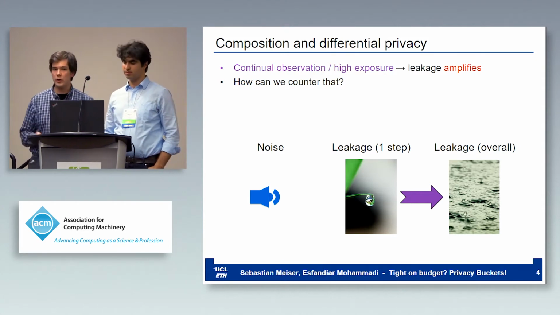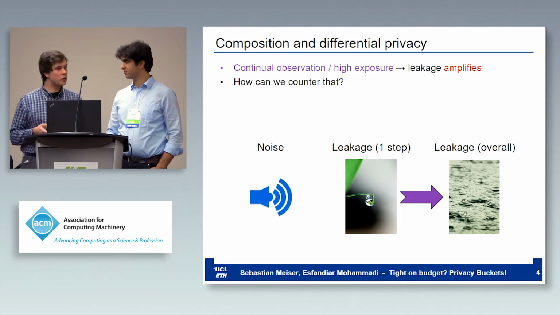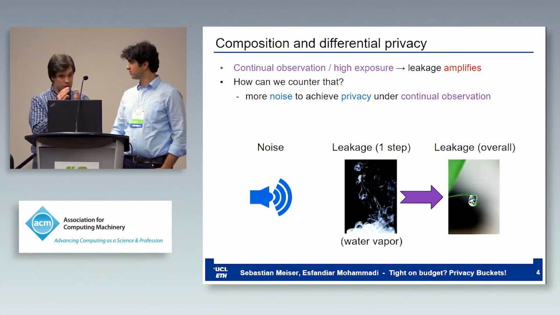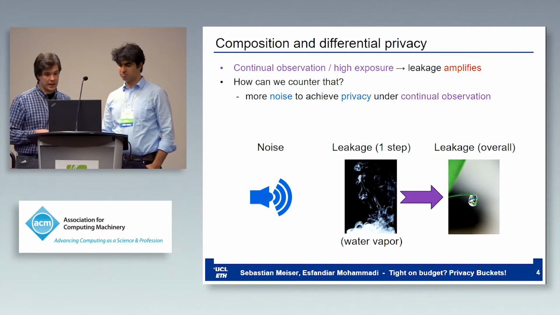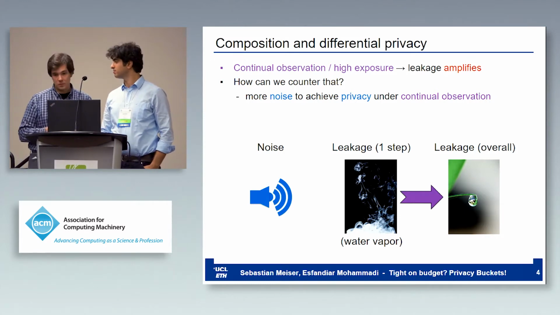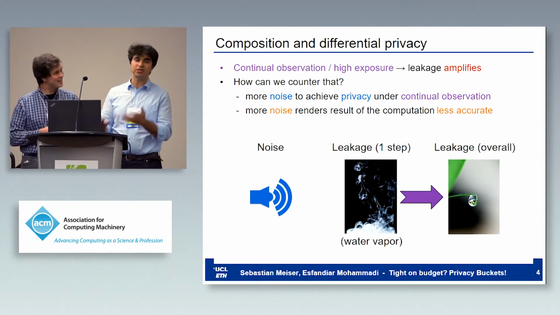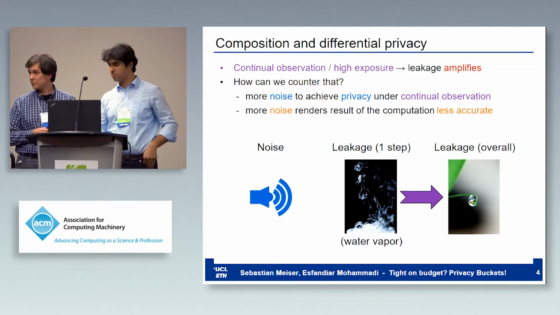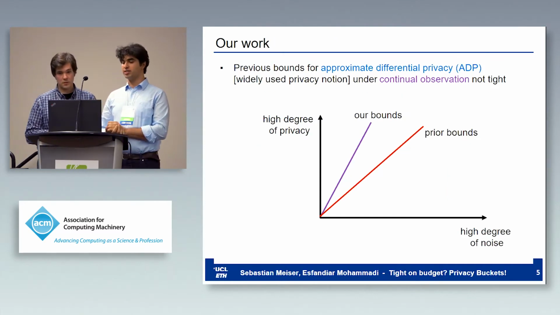So what could we do? We could just ramp up the noise, make the noise really extreme. Then the leakage for an individual step becomes really, really tiny, and overall it stays nice and small. Sounds like a good idea, doesn't it? Well, more noise renders the results of the computation less accurate. We have seen that, that's the utility-privacy requirements. And that's where our work kicks in.